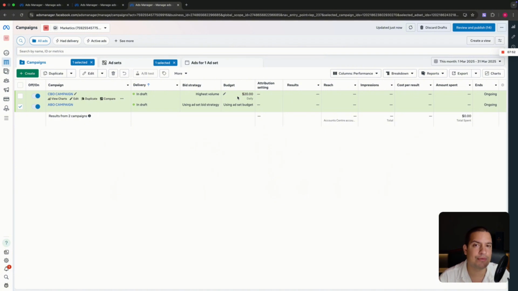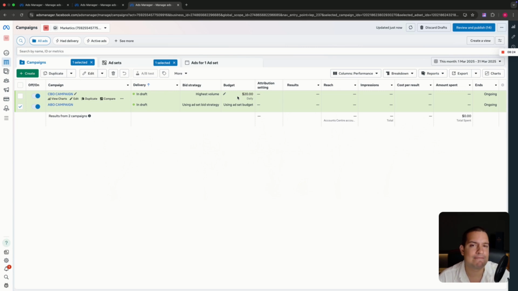But the problem with CBO is that it takes probably around 24 to 48 hours to optimize. What does that mean? It means that if you launch a brand new campaign, it's probably not optimized yet. So you will not have any sales, or you're not going to be profitable. And this is because of the algorithm. It's just the way that it is. CBO takes more time to optimize.